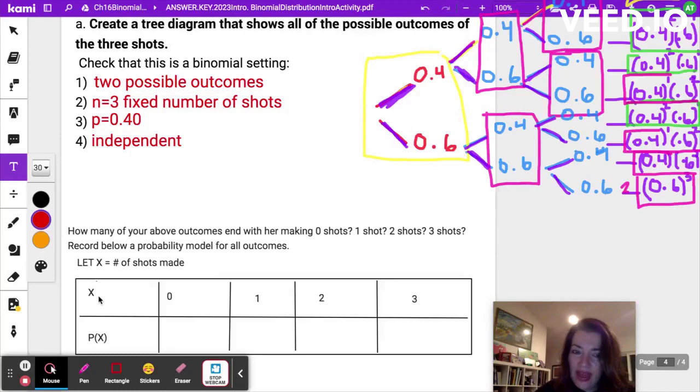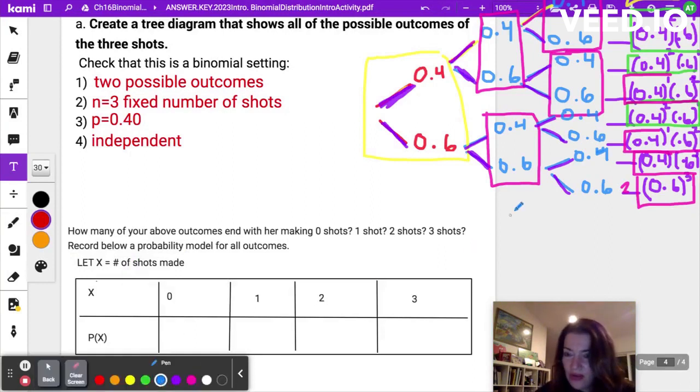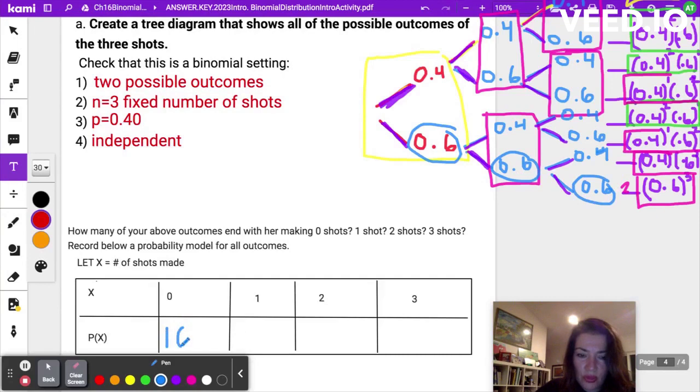If x represents making a shot, right here we have let x equal the number of shots. So in how many ways can she miss all 3 shots? We saw right here from the tree diagram that there is only one way you can miss all 3. In other words, 0 shots means you miss all 3. So that would be one way, and I'll just put 1 even though we don't really need it there, times 0.6 cubed.